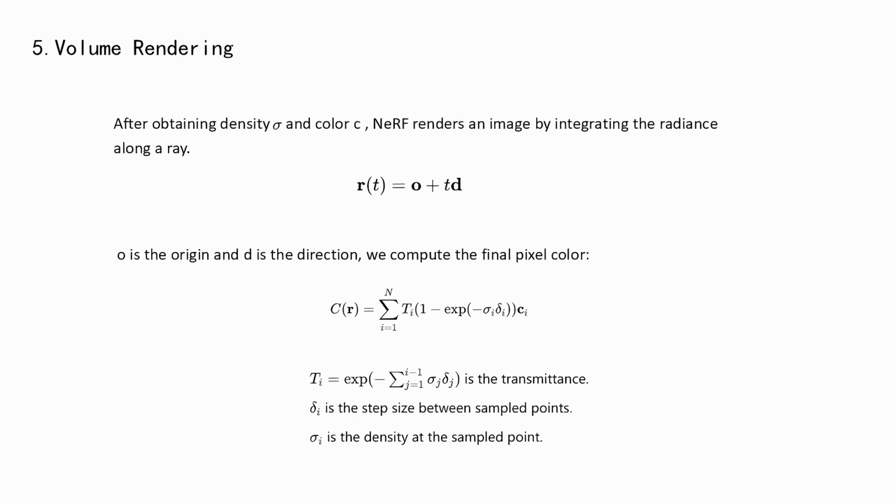Volume rendering in NeRF. After obtaining density sigma and color C, NeRF renders an image by integrating the radiance along a ray. The volume rendering equations are applied to a ray parameterized as follows. O is the origin and D is the direction. We compute the final pixel color as follows.